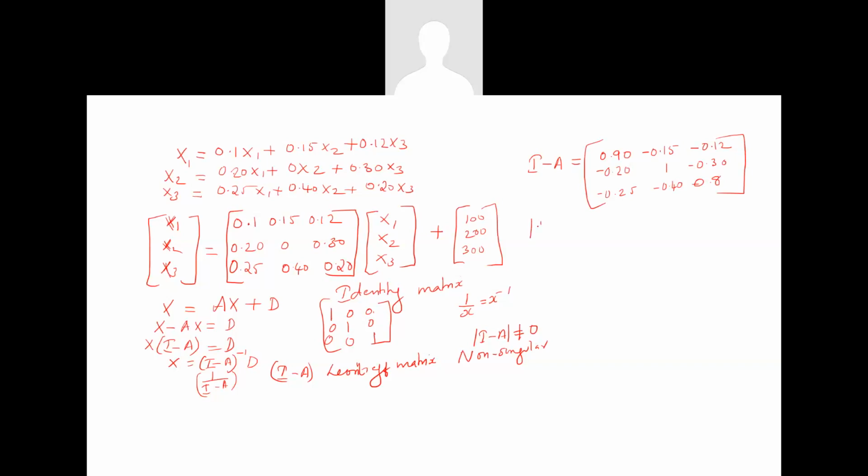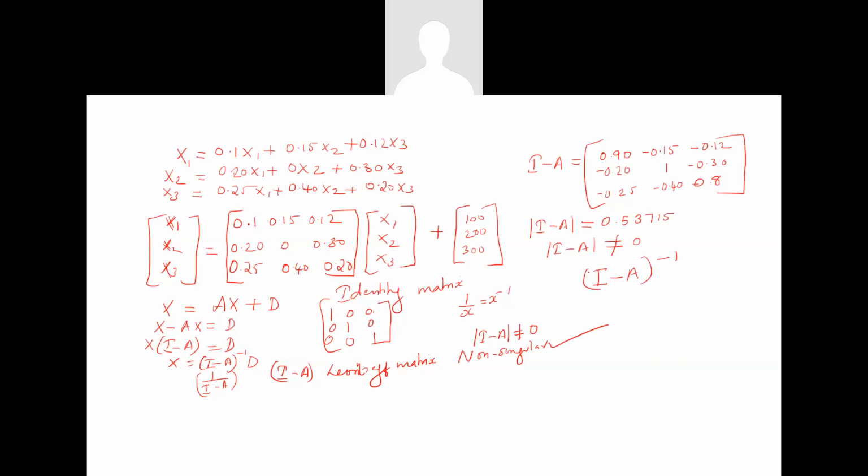Now you have to find the determinant of I minus A, because it must be a non-singular matrix. Of course, it is a square matrix where the number of rows and columns are equal. Now you have to find whether it is non-singular or not. For that, you have to find the determinant of this. I have already computed it, and I have found it to be 0.53715, which means it is not equal to 0. The determinant of I minus A is not equal to 0, so it is a non-singular matrix for which you have an inverse. So I minus A inverse can be found.